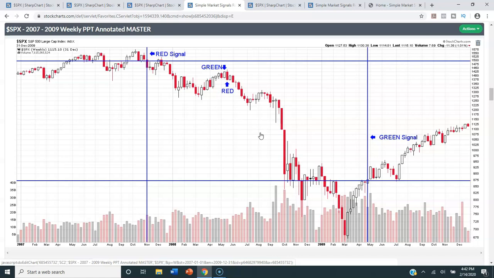I'm not that way. I hate going backwards. I hate it. But if you have a super long-term time horizon and you don't care about the next few years, maybe you would like to make the bulk of your new purchases when the signal turns red. That's another way to use this system.